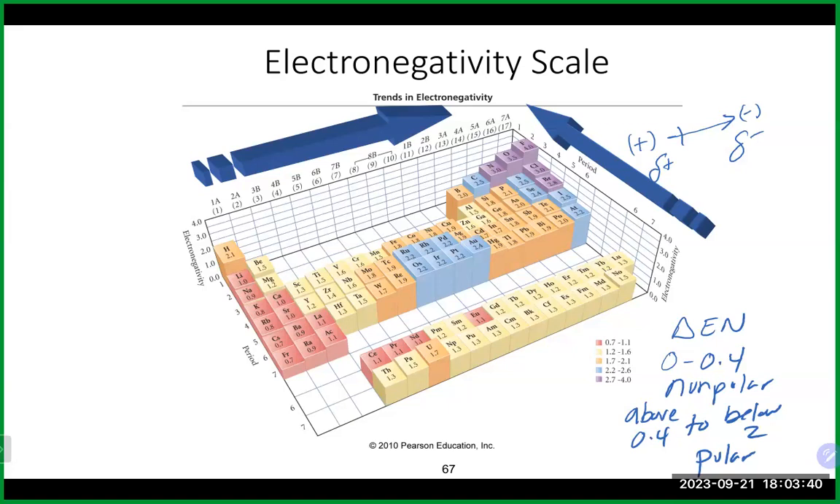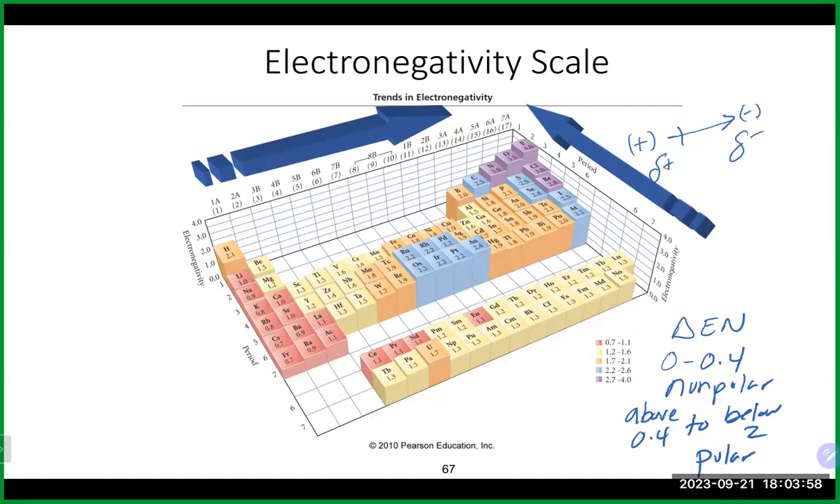But as we talked about, there's a lot of situations where you really don't need these numbers. You know that if you have a metal and a nonmetal, you don't need the numbers. It's going to be an ionic bond. And some ionic bonds will have a difference less than two in terms of electronegativity, but you will always have that transfer of electrons happen.